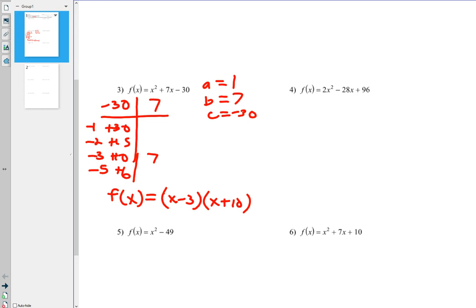Very good. Where is it, if we're not graphing, but just for fun, so you can show me you've learned something? Where would this be crossing the y-axis? Anybody can answer this. Where would this cross the y-axis? Negative 30, good. And then where would the parabola be facing? Up.